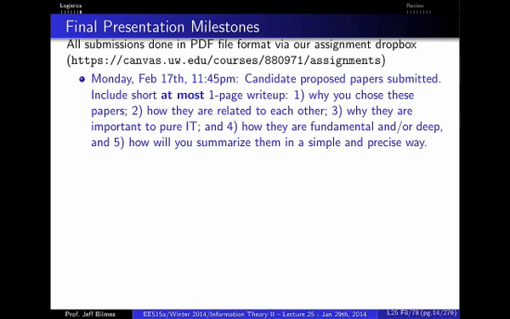So on Monday, February 17th, which is about 2.5 weeks from now, I think. Is that right? So Monday, February 17th, you need to have candidate proposed papers submitted and include, at most, and I really want to emphasize this, at most, one page. Sometimes what people do is they'll send me 10 pages of paper proposal, including entire pages of quotes from the paper. I'm like, no, that's not the assignment. That means you've not succeeded in understanding what this assignment is all about by sending me more than one page.